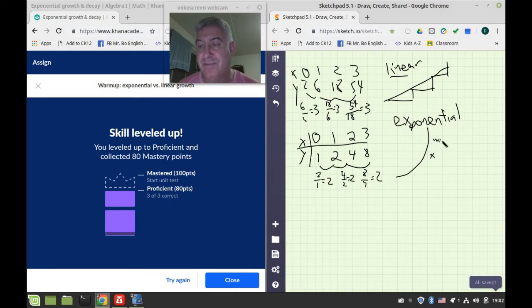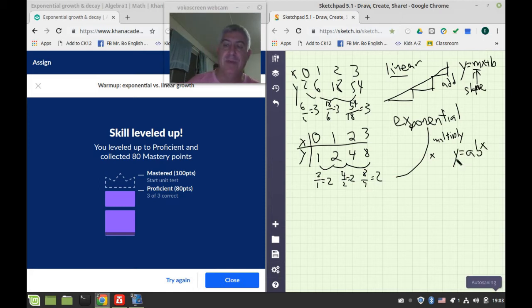We multiply, and here we add. And our formulas look like y equals mx plus b, where m is the slope or the rate of change, and down here y equals a b to the x power. If you don't understand it yet, don't worry about it. We've got lots of videos to go through on this. We're just worried about identifying linear or exponential. If you can do that, you're on track.